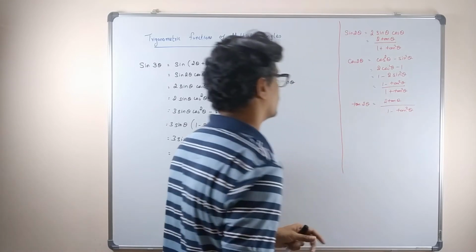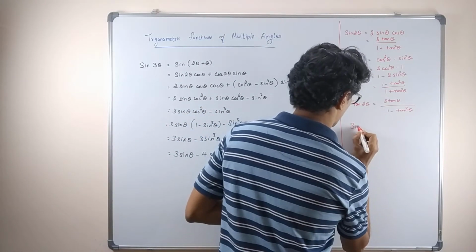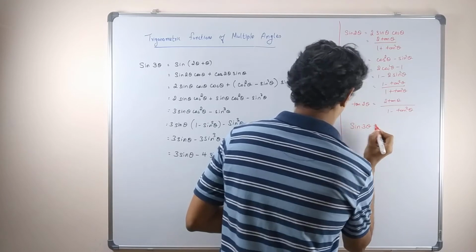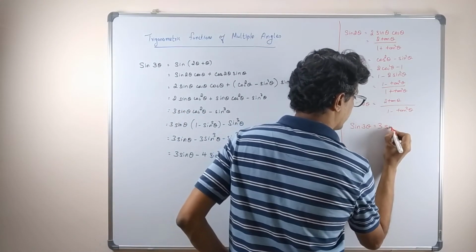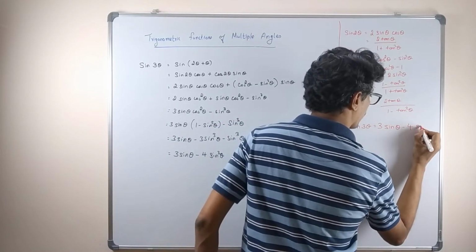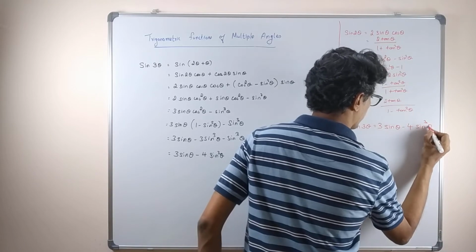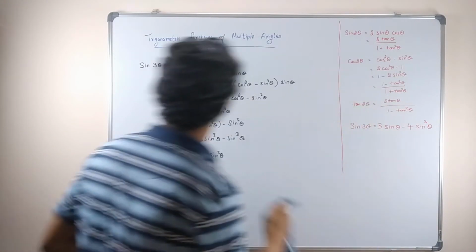Let us write it down here. So sin 3 theta is equal to 3 sin theta minus 4 sin cube theta. Correct? Okay, so we got this formula.